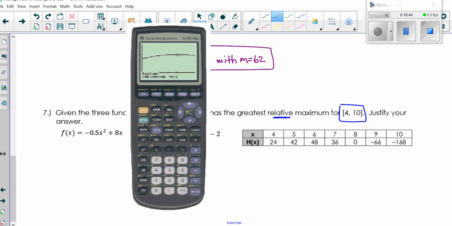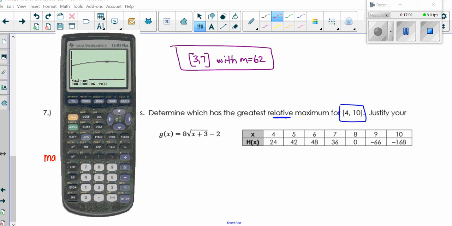So I'm going to state that here. So I'm going to say max at 32. Remember, maximum minimums are not coordinates, so we don't want to say 832. We do want to notice, though, that 8 is between 4 and 10. If it was outside of that, then we couldn't use it.